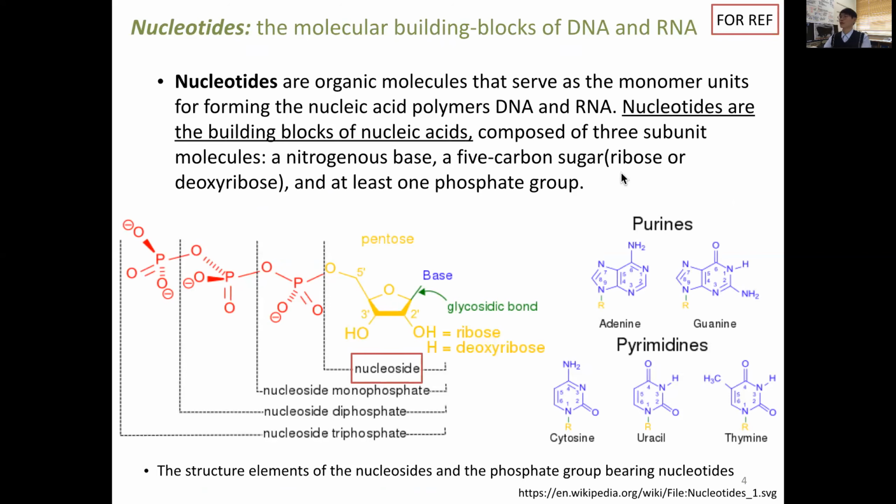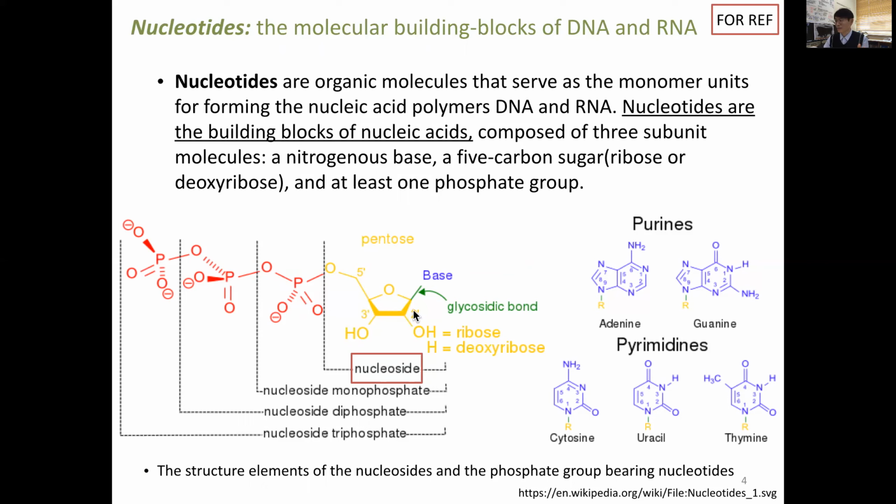So this is reference material, but I want to go through a little bit of detail on the nucleotide, which is the molecular building block of DNA and RNA. Nucleotides are organic molecules that serve as monomer units to form the nucleic acid polymers, such as DNA and RNA. These real building blocks are composed of 3 subunit molecules. You can see a nitrogenous base and a 5-carbon sugar. You see this pentagon structure, and this is the 5-carbon sugar, either ribose or deoxyribose.